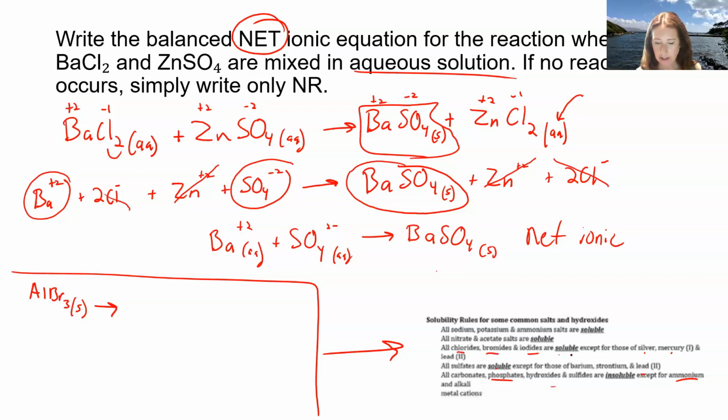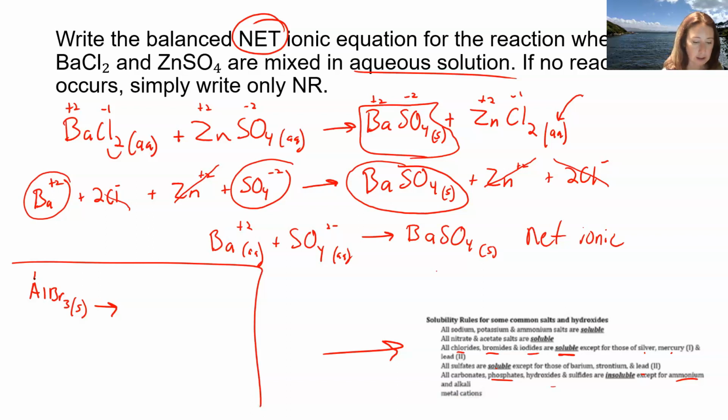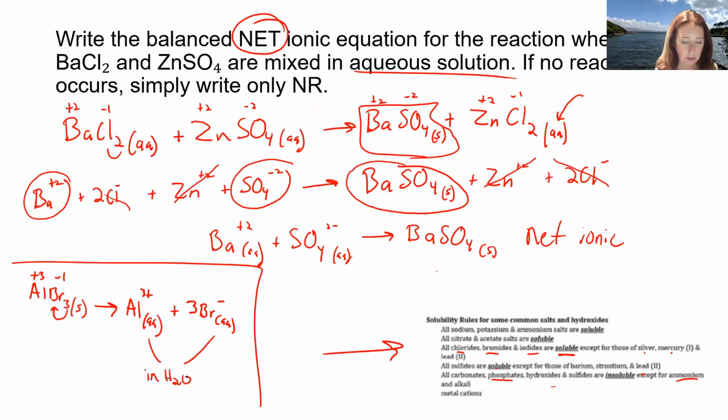All chlorides, bromides, and iodides are soluble, and that is none of our exceptions. So when it comes apart into its ions, this is a +3, this is a -1. So it comes apart into Al 3 plus AQ, which means now it's an ion floating around in water, plus 3 Br minus AQ. And again, these AQs mean they're in water, right? They're ions floating around in water. Ions in water.